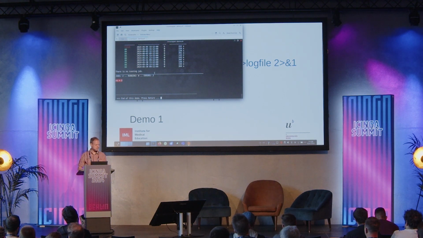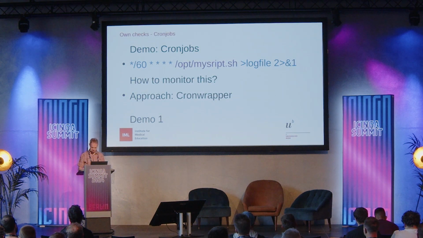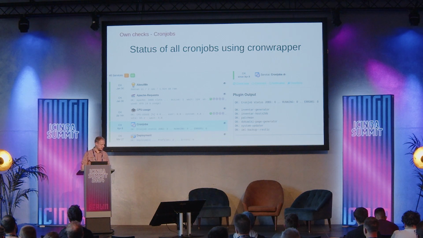Okay, but this script will also return a non-zero exit code if it fails. And a non-zero exit code we will display in the Icinga monitoring as an error. And finally, it looks like that. I have a cron job entry with the number of cron jobs which have to run there and how many errors occurred. And if you show the details, you see the short status and afterwards the longer status.